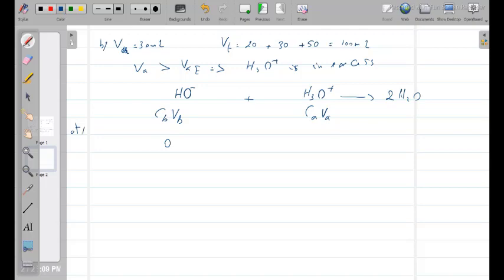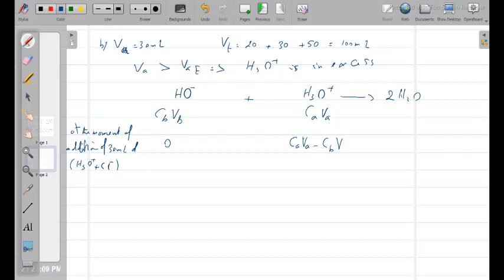Then at the moment of addition of the acid, 30 milliliters of hydrochloric acid solution, the number of moles of HO- left equals 0, it has disappeared completely at equivalence. After equivalence, the H3O+ added is left in the solution. The number of moles of H3O+ left after addition of 30 milliliters equals number of moles added of H3O+, which is CaVa, minus number of moles reacted. Number of moles reacted equals number of moles of HO- present.